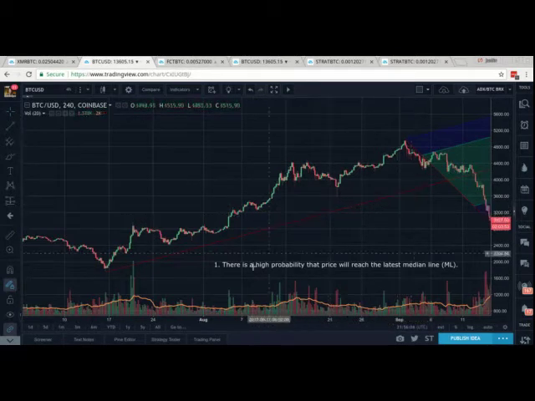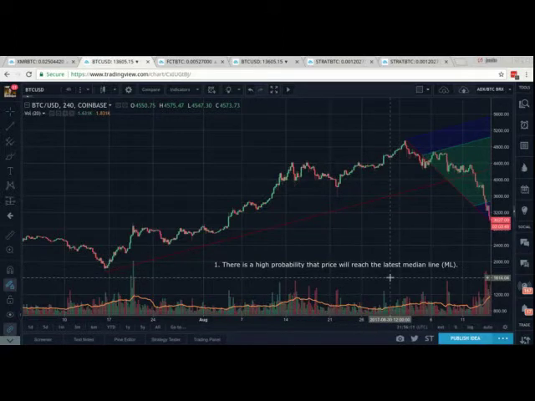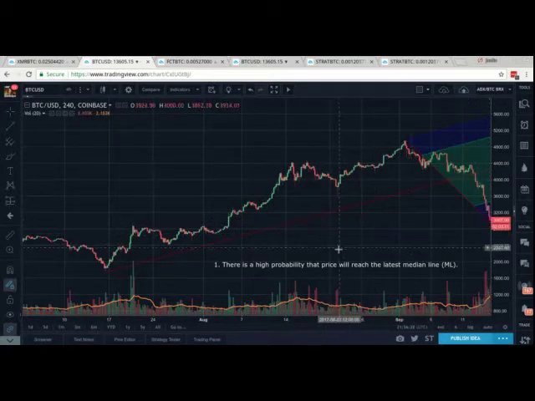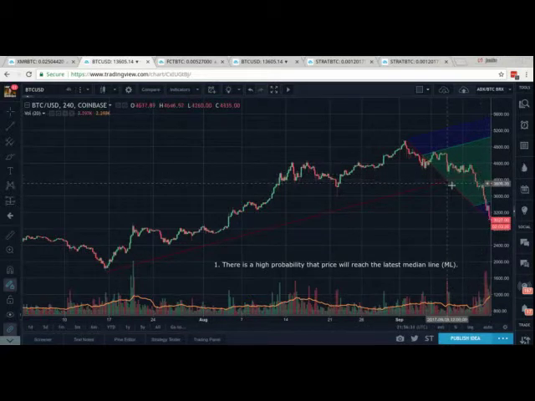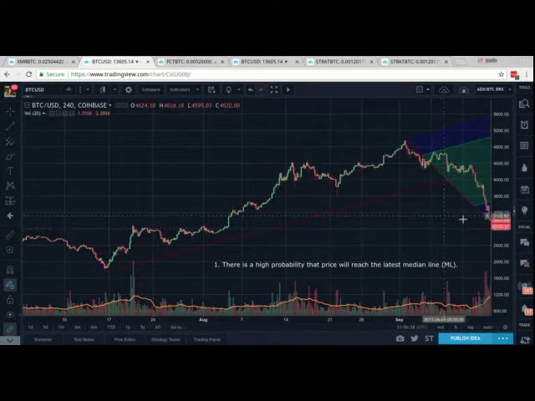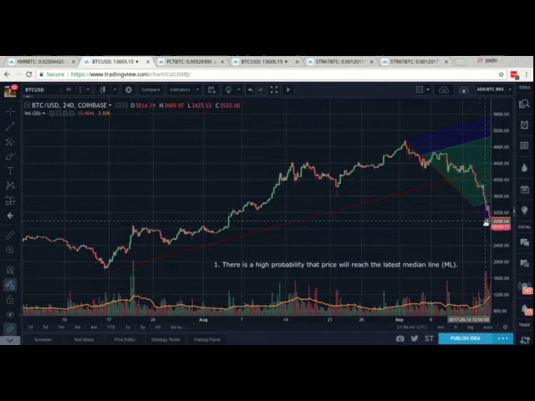So the first rule is that when drawing a pitchfork, there is a high probability that price will reach the latest median line. So if we take a look at this pitchfork that I've drawn for Bitcoin USD on the 4-hour chart, you can see that I've connected the previous low, the next high, and then the next low. All right. Now, how can this help us? Because we can see that the median line is right here. Well, if we know that price is likely to reach the latest median line, what will the future tell us? The pitchfork is telling us that there is a high probability that this price will rise back to this price.